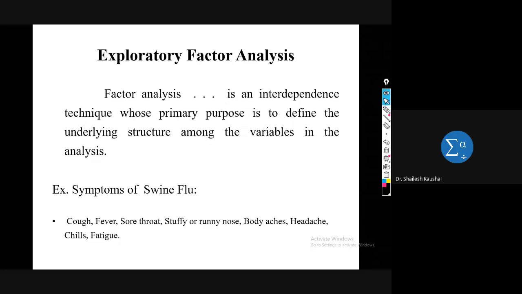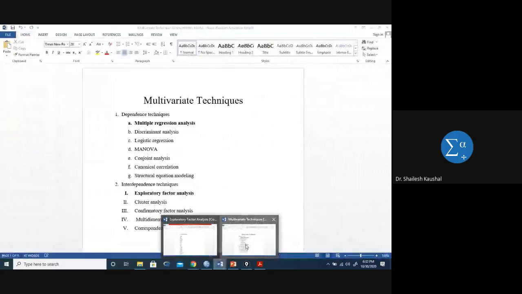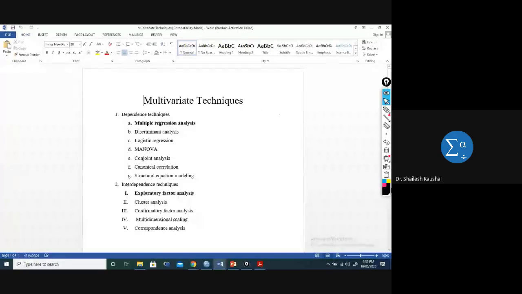There are three types of technique: univariate technique, bivariate technique, and multivariate technique. We have discussed earlier also. Now, the exploratory factor analysis is basically a type of multivariate technique. Multivariate technique means when we analyze more than two variables at a time.